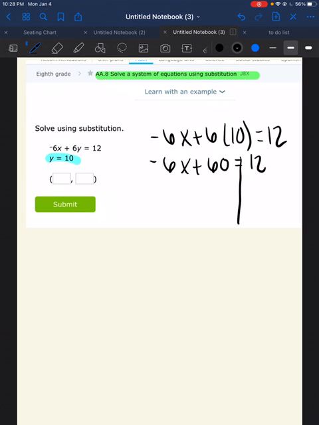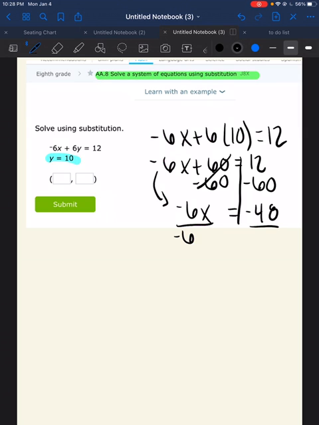I'm going to bring that 60 to the other side by subtracting 60 on both sides. Bring this down. Negative 6x equals negative 48. To get rid of the negative 6, I'm going to divide on both sides. And 6 goes into 48 8 times. Same signs are positive, so it's going to be a positive 8 for my x. Okay, and then my y is already given to me. When x is 8, y is 10.